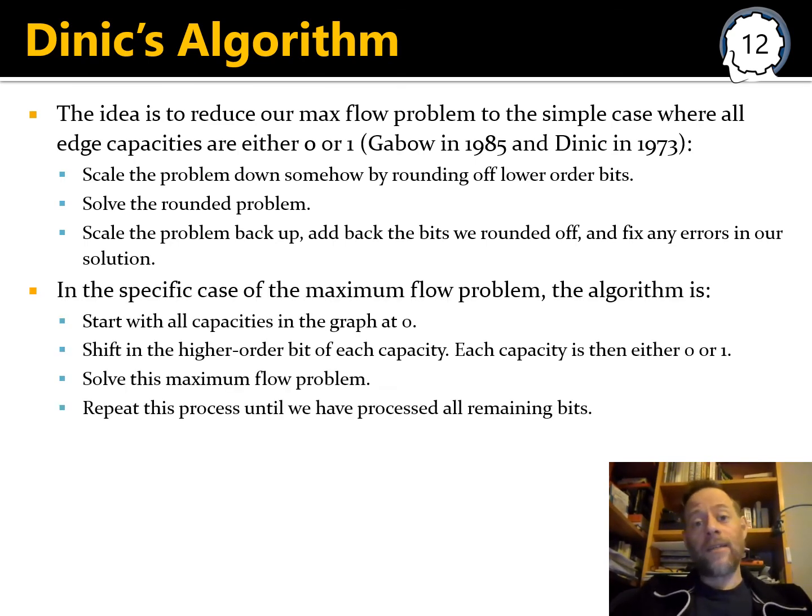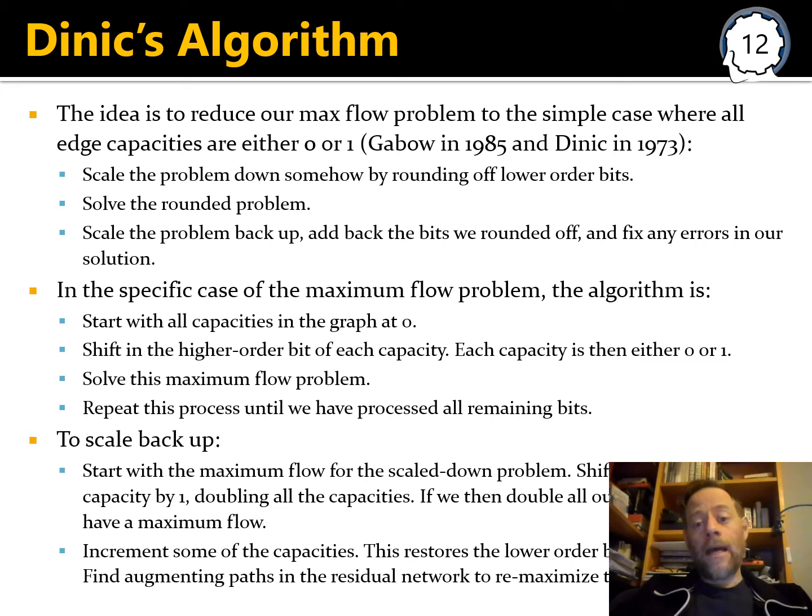So in the specific case of the maximum flow, the approach is that we start with all capacity in the graph at 0. We shift in the higher order bit for each capacity, so the highest order bit, which means that now the capacity is either 0 or 1. We solve this max flow problem, and then we get a solution to this. And then we add one more bit to the problem, and then we solve the problem again. And then now we have found the maximum flow.